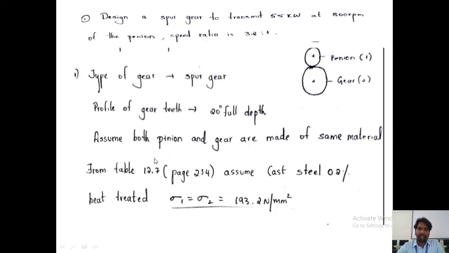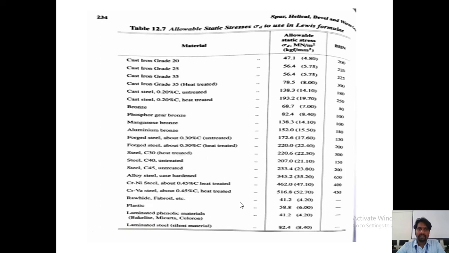So how to assume the material? You have to go for Table 12.7 in the Balavira Reddy data handbook, page number 234. Assume cast steel 0.2% heat treated. The sigma 1 is equal to sigma 2 is equal to 193.2 Newton per mm square. That is, you need to go to Table 12.7.